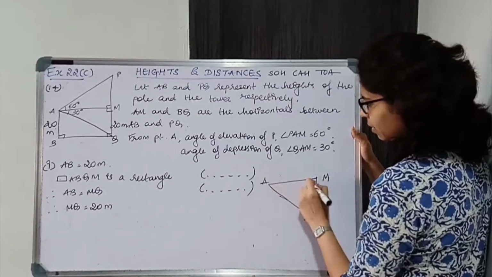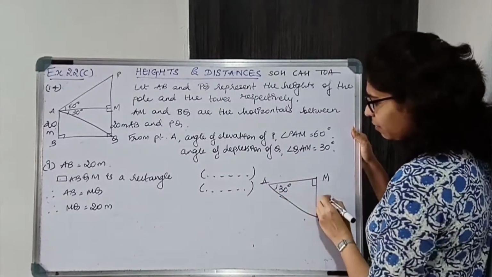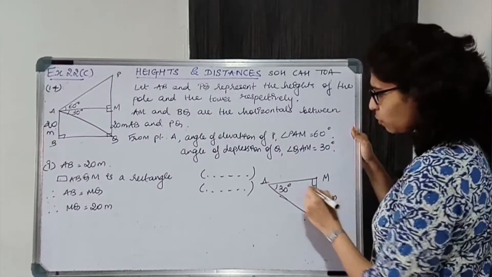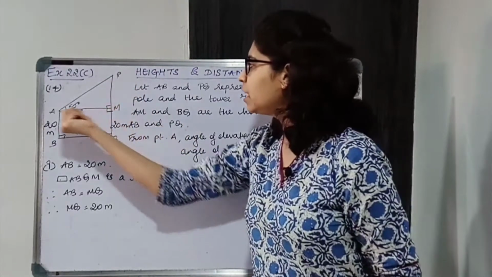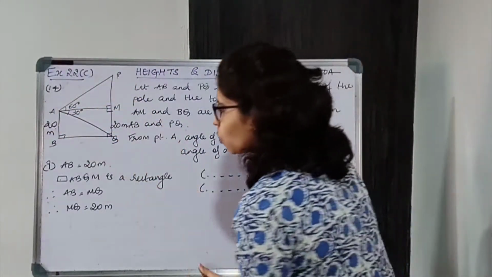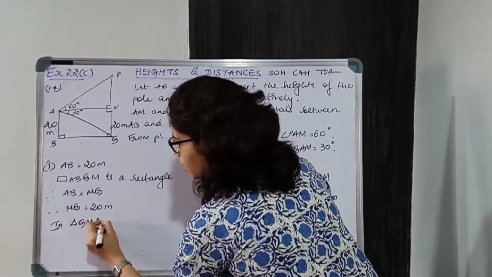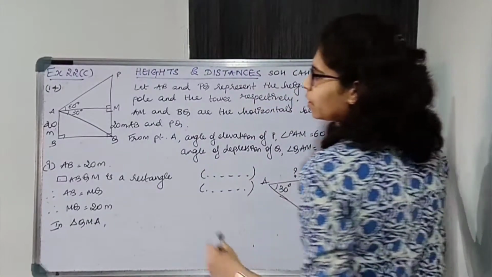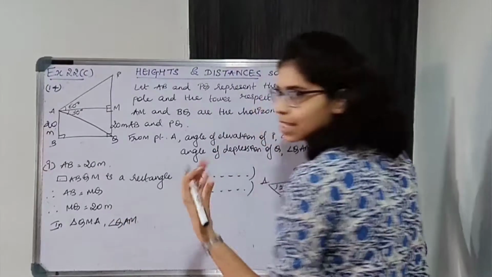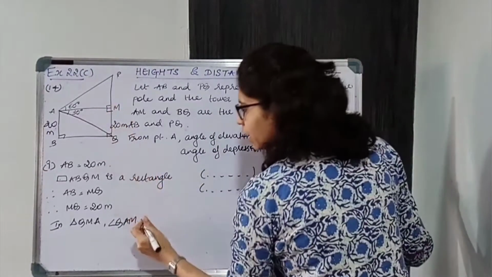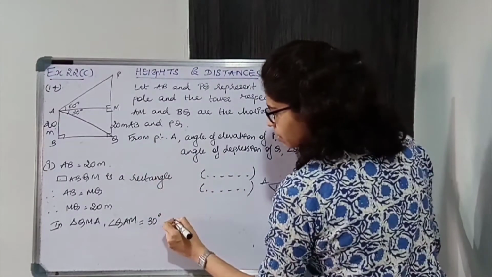QMA is a right angle triangle. This is 30 degrees, and we know MQ is 20, so we can easily find AM. After we find AM, we'll consider triangle PMA. So in triangle QMA, angle QAM we know, so just write down all the given information, the angle, side, whatever you know. Angle QAM is 30 degrees, then MQ is 20 meters.